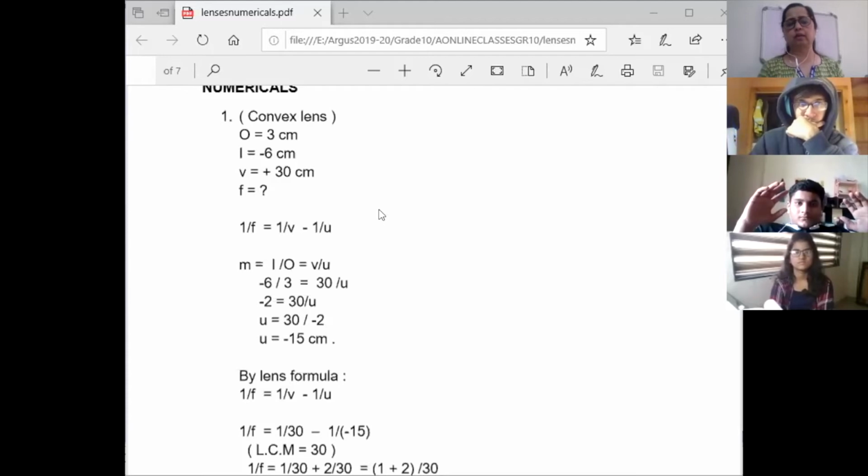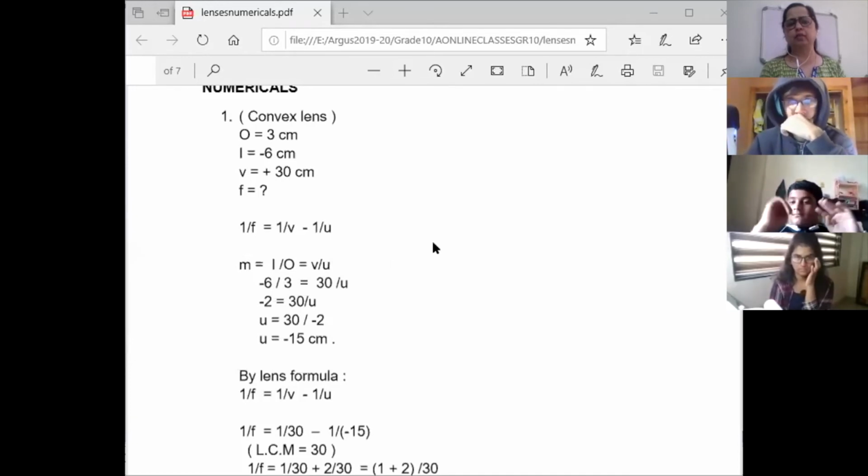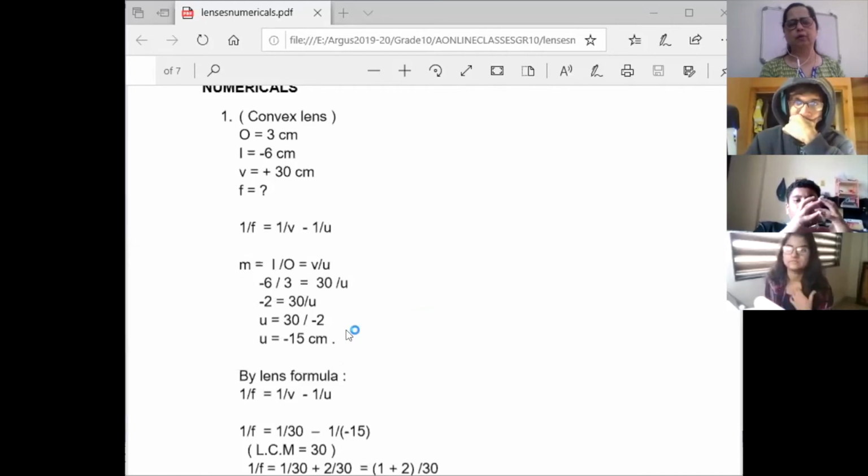So now I use another formula. I will use magnification. Magnification, I upon O, that is height of image upon height of object, is equal to v upon u. v upon u is the formula, not minus v upon u like you used in the 9th standard. Now it is v upon u. So what did I do? I just substituted the values. -6 upon 3 equal to 30 upon u. So I got u as -15. Now once I get u as -15, then I use the lens formula.